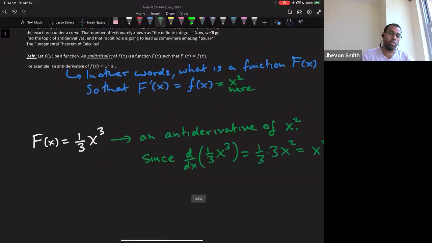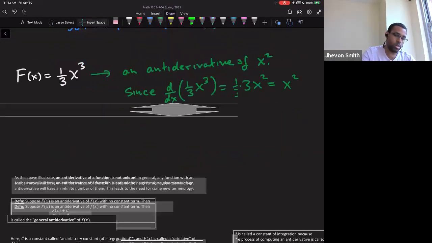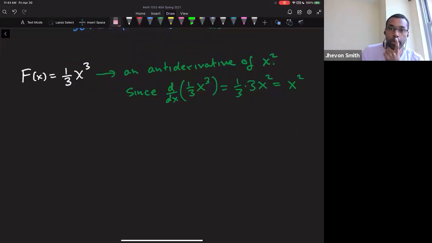Now, remember, as I mentioned before, language is important, how we call things is important. So it should not escape your attention that I just called this an antiderivative as opposed to the antiderivative. So what that means is probably it's not unique. There's probably some other function out there that could work as the antiderivative of x squared. And what would such a function look like? So that might be a follow-up question.